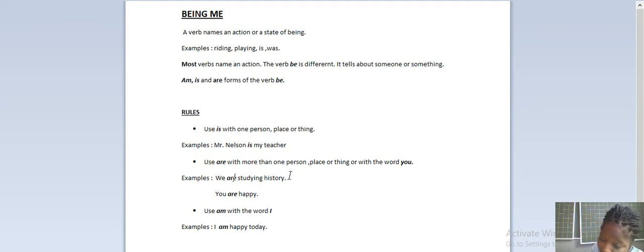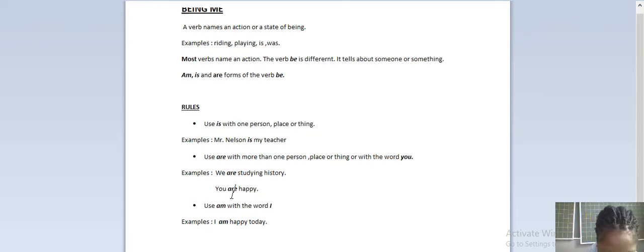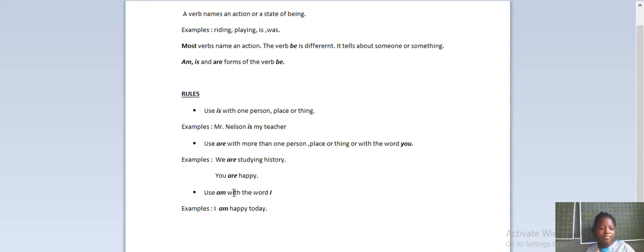We don't say we is studying. We are studying. Now another time where you can use the word are is when you're using the pronoun you. So you are happy. We don't use the word you with is. We use it with are. Very simple. And then the next rule. So yeah, 3 rules here. I'll go over them, but just stay with me as we move on from the one to the other.